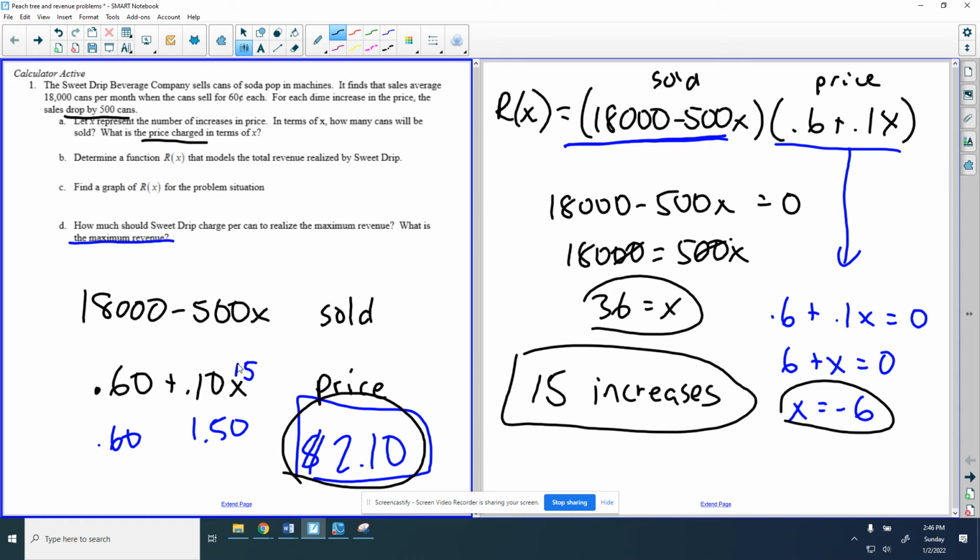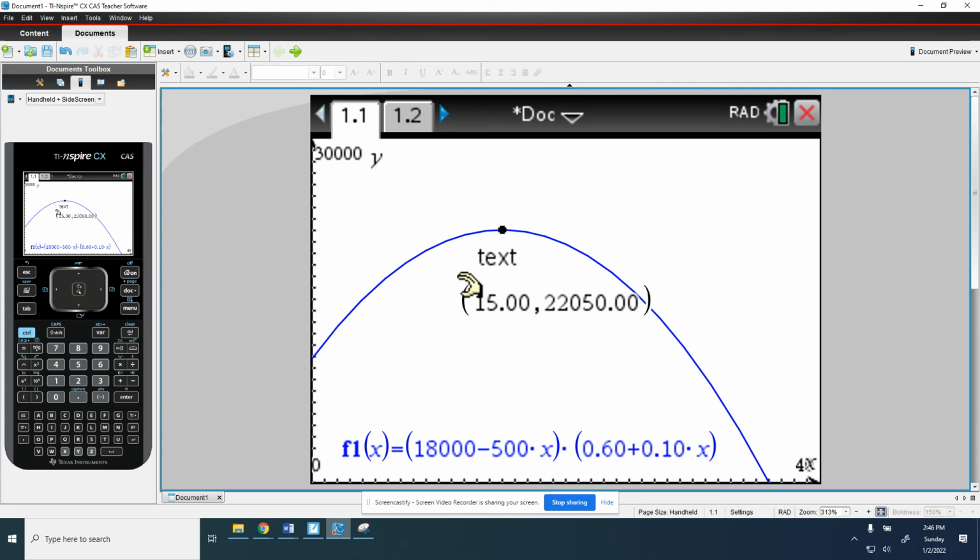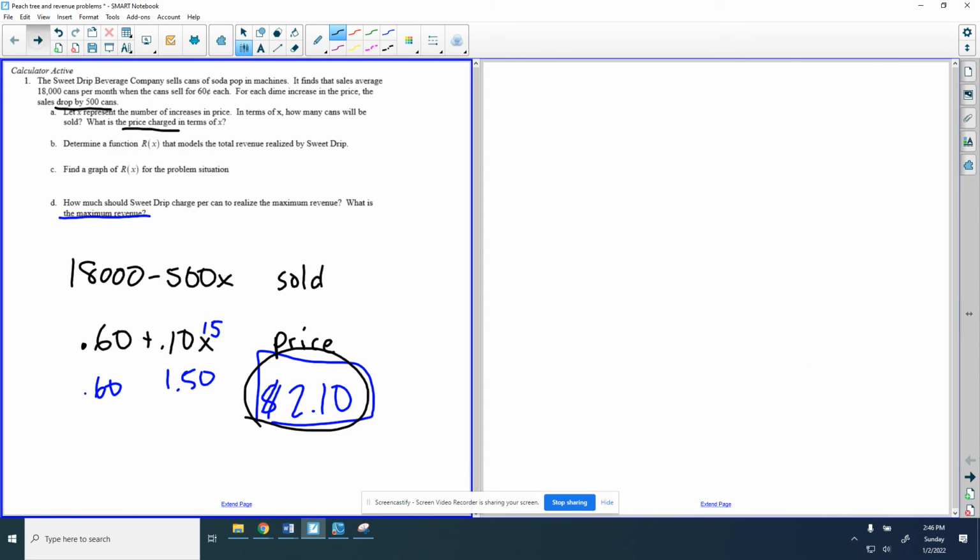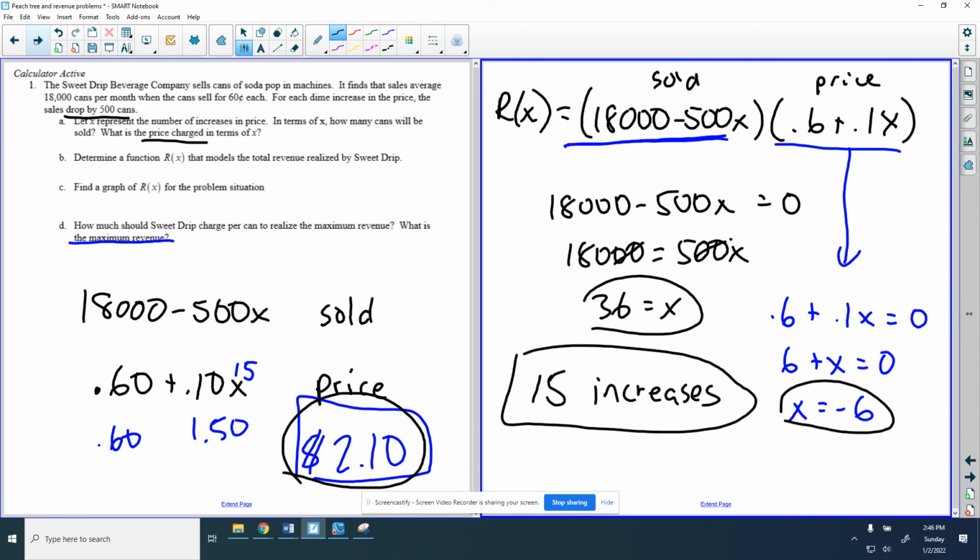And then I could have plugged it into the formula if I needed to know what the maximum revenue is. The maximum revenue you could get per month is $22,050. All right.